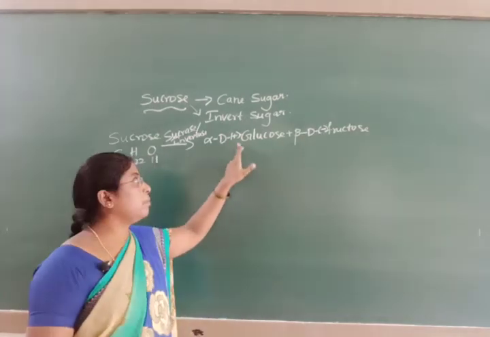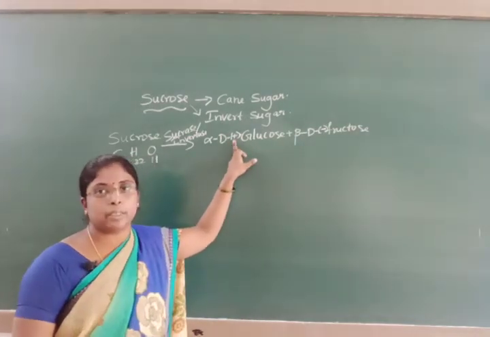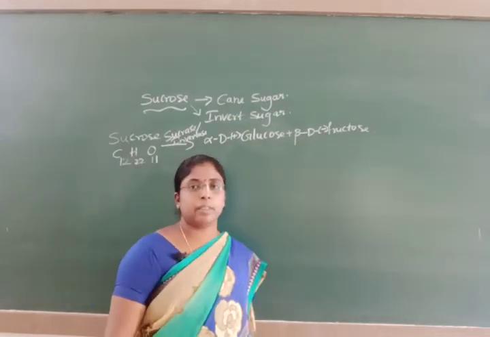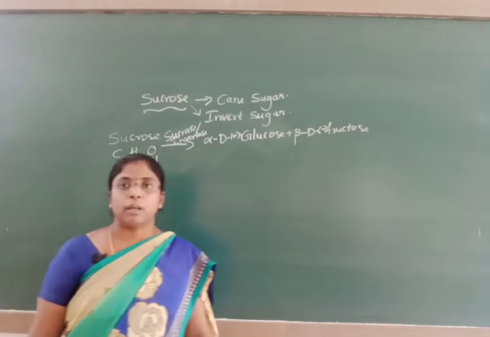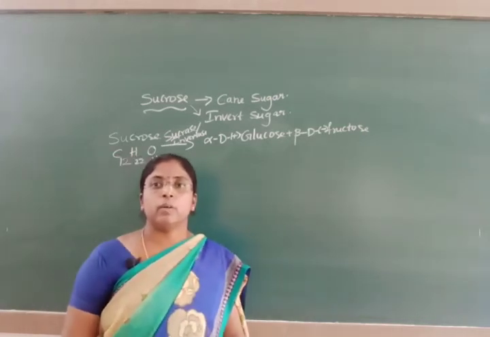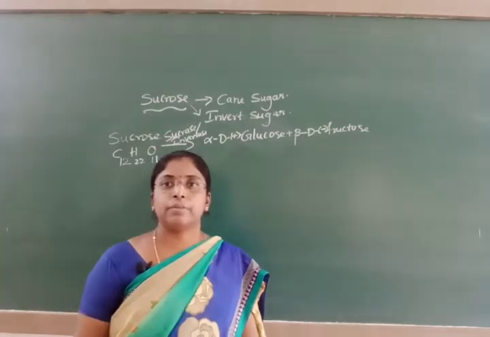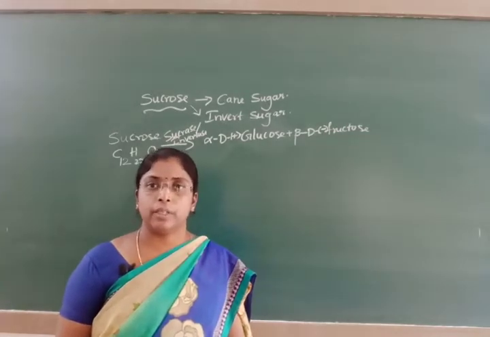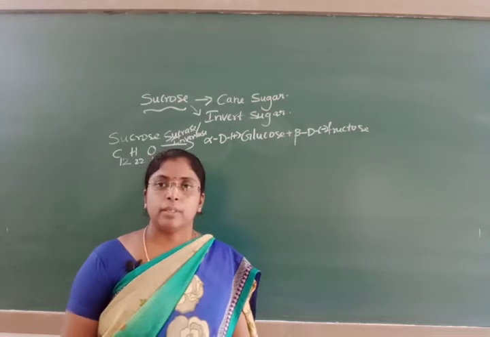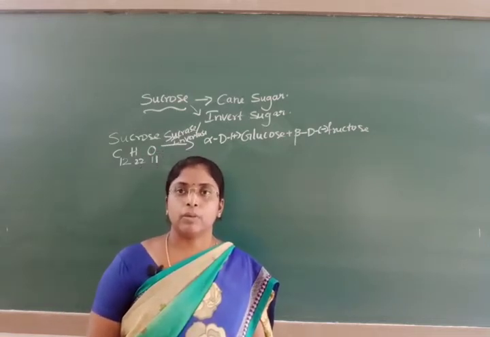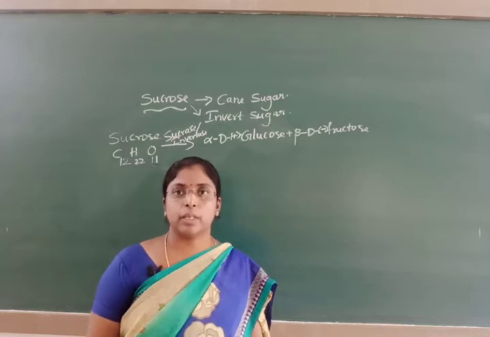Glucose has a plus sign, which indicates it is dextrorotatory. Fructose has a minus sign, which indicates it is levorotatory. Sucrose is a non-reducing sugar. It does not contain a free aldehydic or a free ketonic group, since these groups are involved in the formation of a glycosidic linkage. Hence, sucrose is a non-reducing sugar.